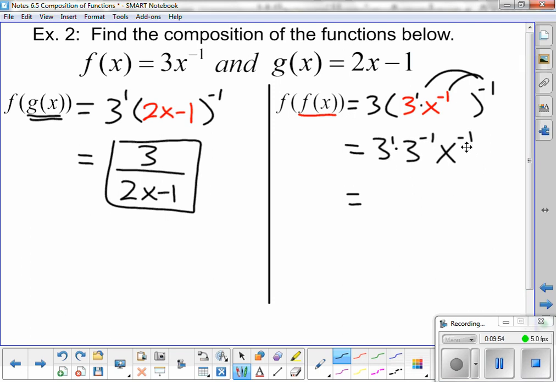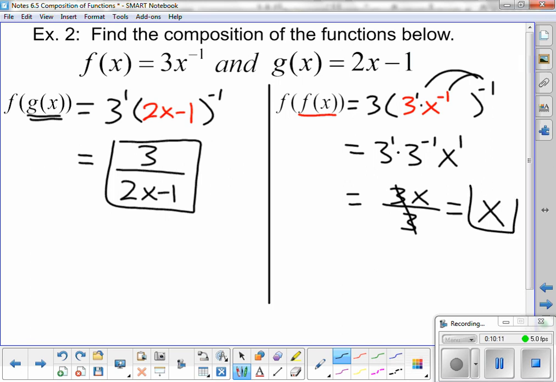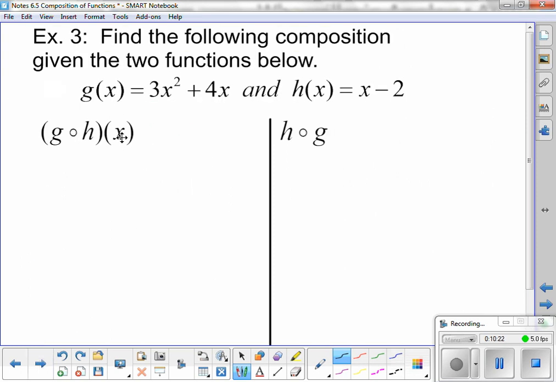Sorry about that. Let me erase that part. Positive 1. All right, so I'm going to go ahead and use the negative exponent property. So 3 to the first stays up top, x to the first stays up top, 3 to the negative 1 comes to the bottom, 3 divided by 3 is a 1, answer is x. All right, and you might think this is domain all real numbers, but it's actually not, and we'll go over why not tomorrow.